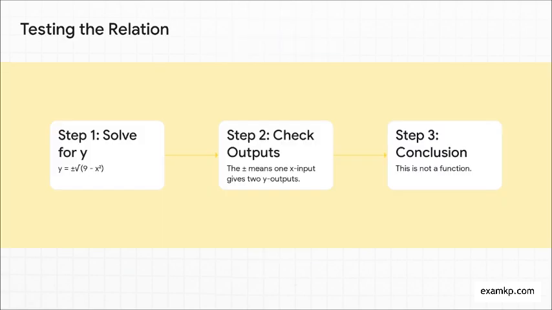When you rearrange the equation to solve for y, you have to take a square root. And what always comes with a square root? That little plus or minus sign. That symbol is the smoking gun. It means for one input x, you get 2 outputs, a positive one and a negative one. And that breaks our number 1 rule, so this is definitely not a function.